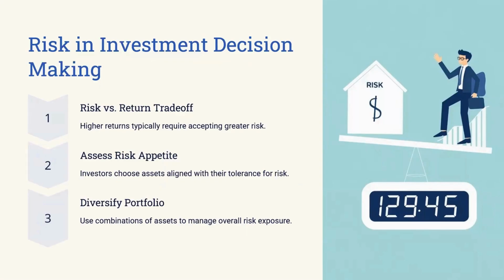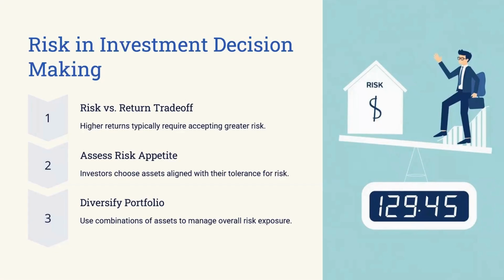The third one is a diverse portfolio. Using a combination of assets helps manage overall risk exposure, like a hybrid mutual fund plan. For example, a young investor with higher risk ability might invest in high growth stocks, while an older investor nearing retirement might prefer a more conservative portfolio with a higher allocation to bonds.